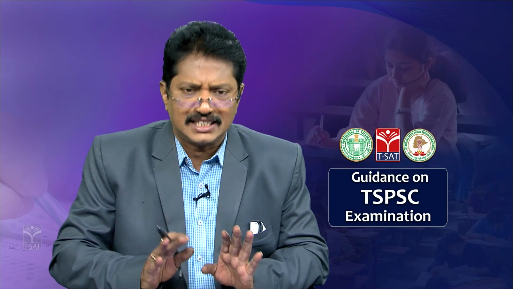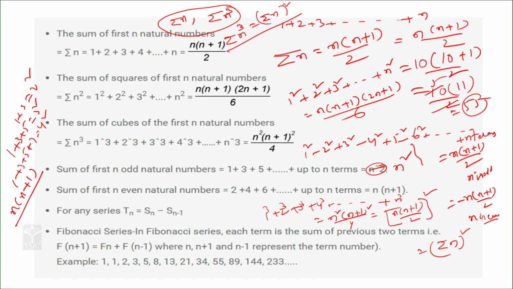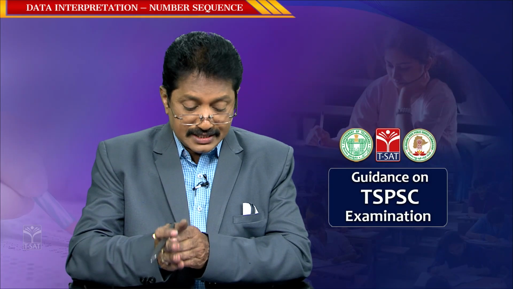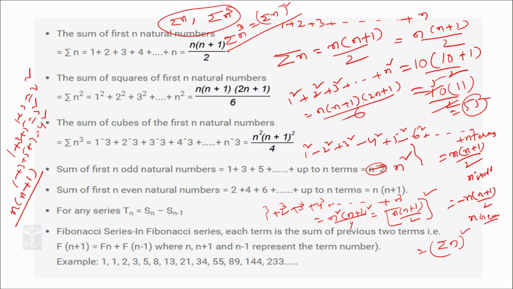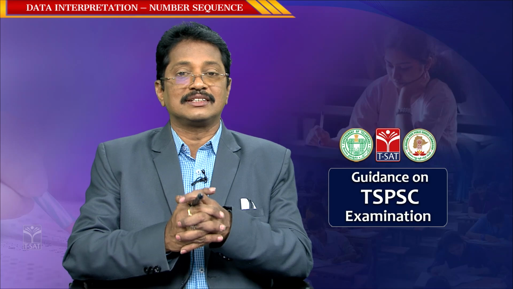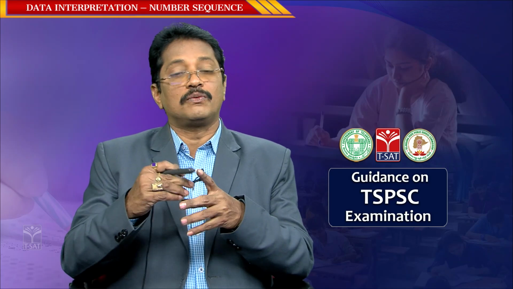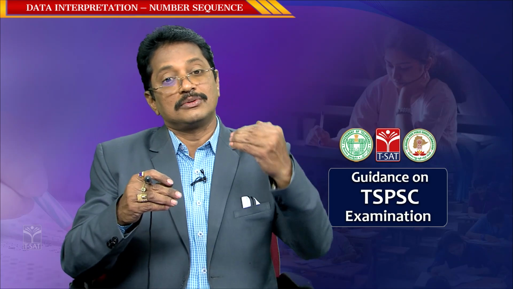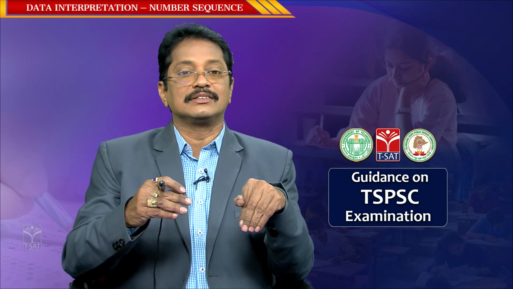So for any series, Tn is equal to Sn minus Sn minus 1. Now we are going to discuss the Fibonacci series also. I said the Fibonacci series is generated by the sum of the preceding two numbers for each number. Now, based on this, we will practice a few problems which were already asked in the examination. See what kind of questions they ask, and how application is involved in these questions.